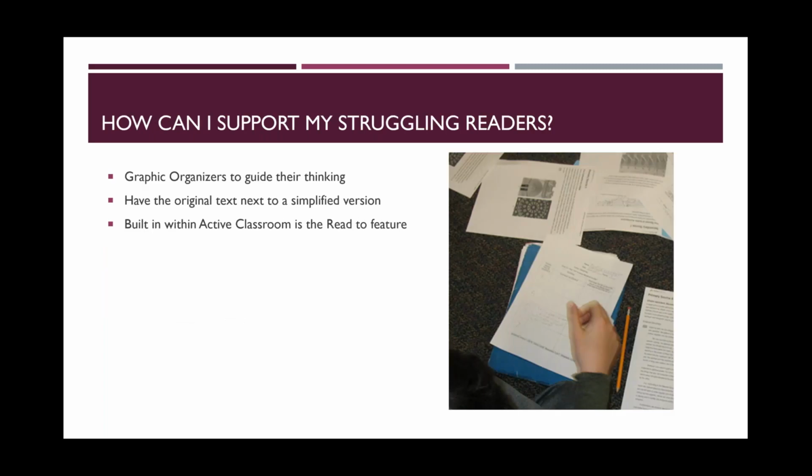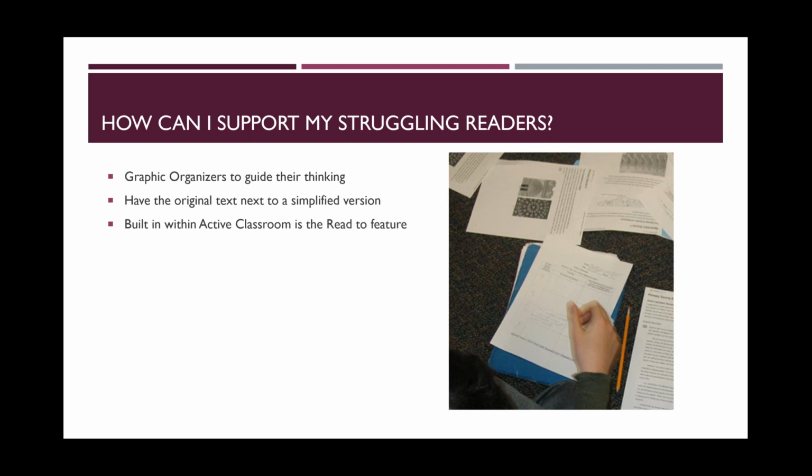So one way you can support your struggling readers is use graphic organizers, helping the students guide their thinking, record their thinking. Another way you can do it is you can take the original text that might be above your student's reading level, but then next to it have a simplified version. So they still get to see both. Another feature that I like that's built in with Active Classroom is the Read To feature.